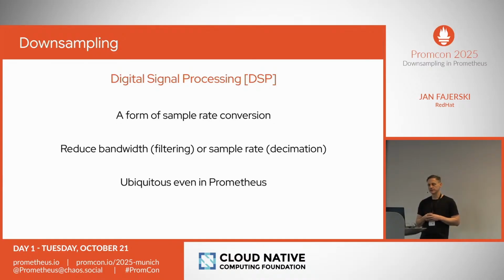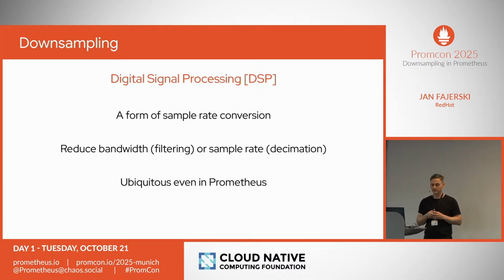The goal is usually fewer samples. That could be a reduction in bandwidth. So if you think Prometheus, think labels, or sample rate, just how often you have samples for a particular series. And yeah, sample rate conversion is really ubiquitous.